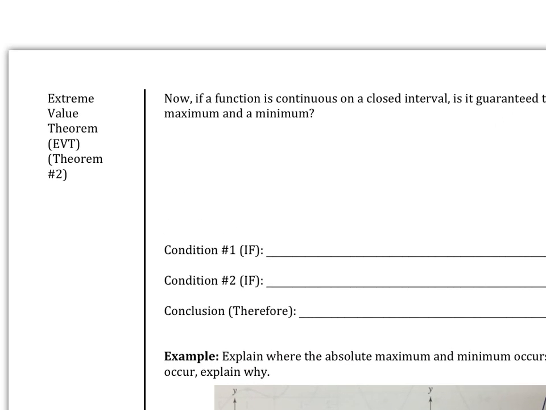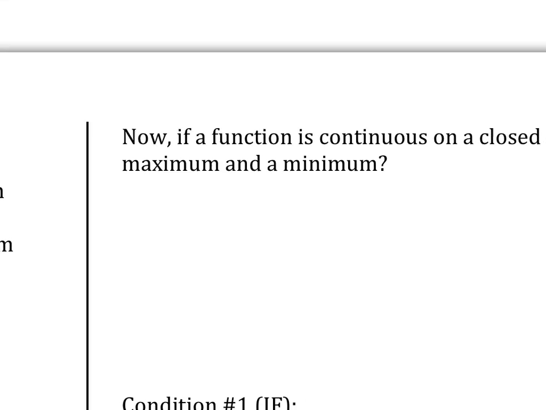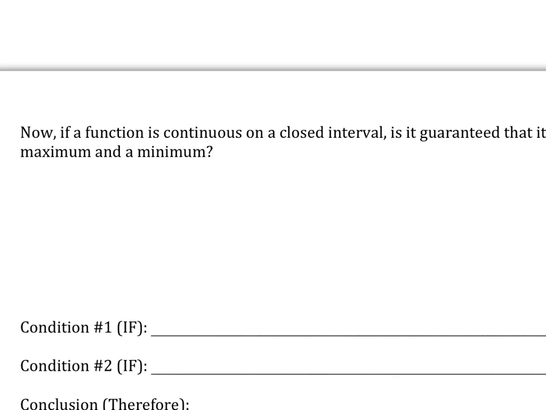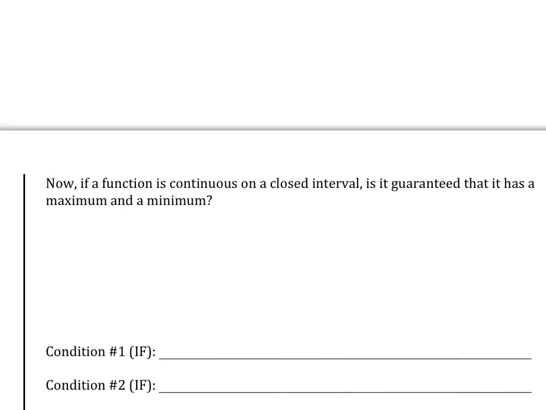All right, now let's go to a theorem. This is called the extreme value theorem, EVT. So this is our theorem number 2. Remember, theorem number 1 was IVT, the intermediate value theorem. So our second theorem is the extreme value theorem. Extreme value theorem says, okay, let's get to the extreme value theorem.